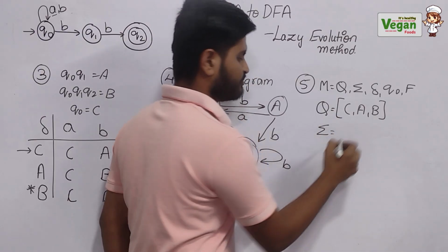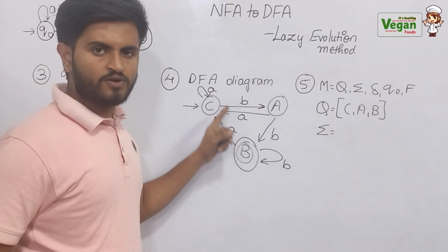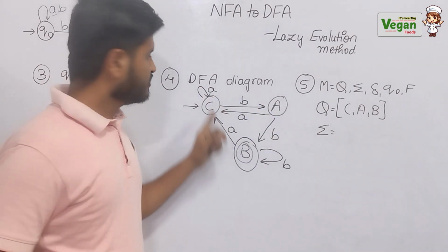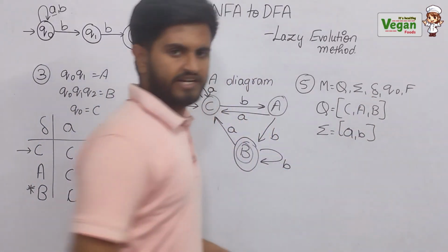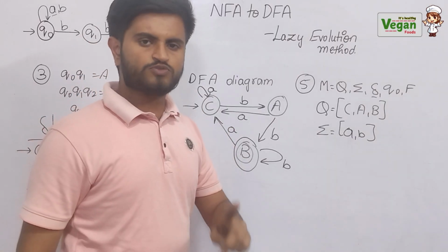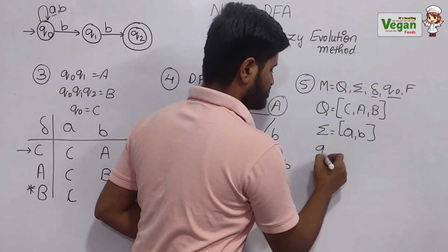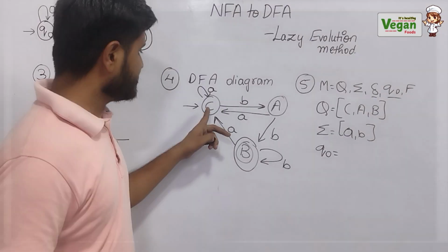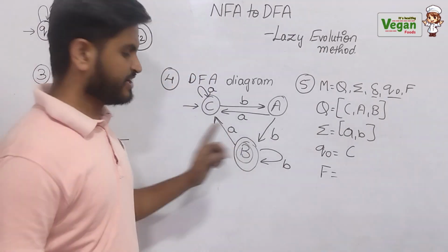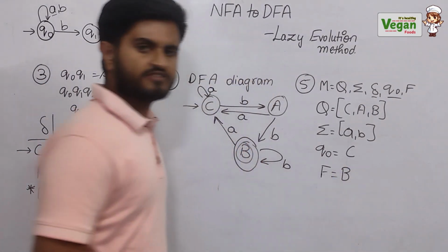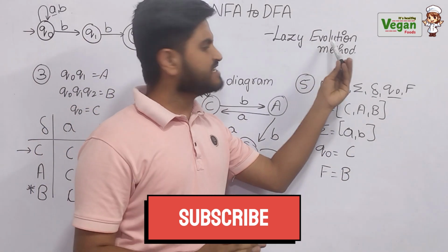Next, Σ represents the input symbols that I have used in the DFA diagram for the transition from one state to another. So small letter a and small letter b. Next, δ represents the DFA transition table which we wrote in the second step only. No need to write it again. Now Q0 represents the initial state. So which is the initial state? Capital letter C. F represents the final state. Which is the final state? Capital letter B. So this completes the conversion of NFA to DFA problem using the lazy evaluation method.